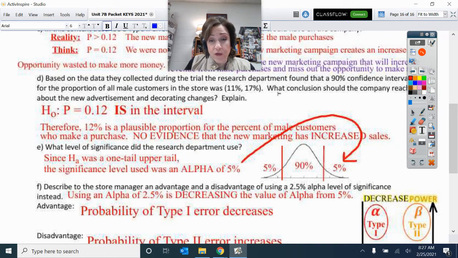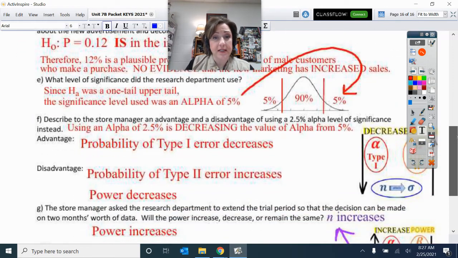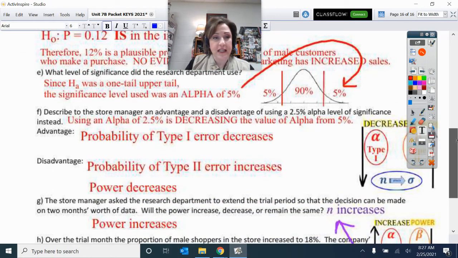So what would this interval have looked like if I did have evidence that the new marketing campaign increased sales? Well, the whole entire interval would have been above the 12%. Okay, it would have been higher than and not included the 12%. All right, now let's look at this.